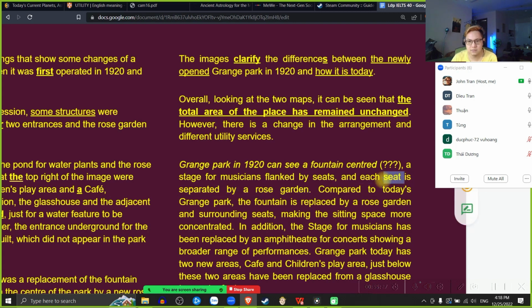Không cần lặp lại này nữa. You do not repeat the word seats again. And each is separated by rose garden. Và mỗi cái được tách rời ra bởi một cái vườn hồng. Ok, fine.